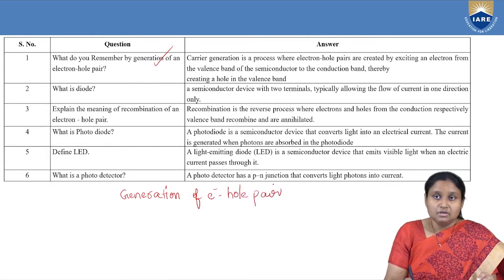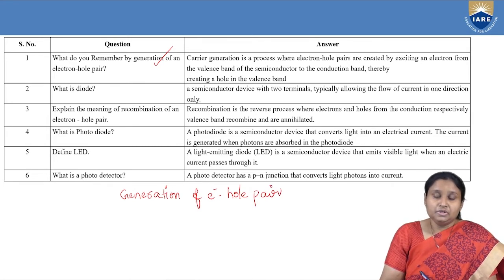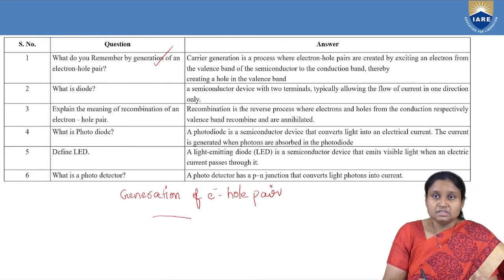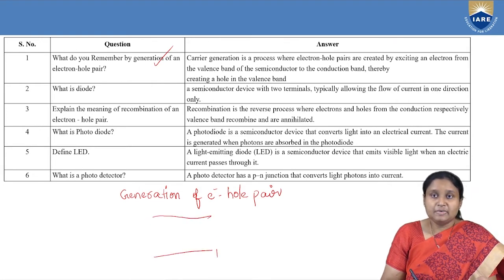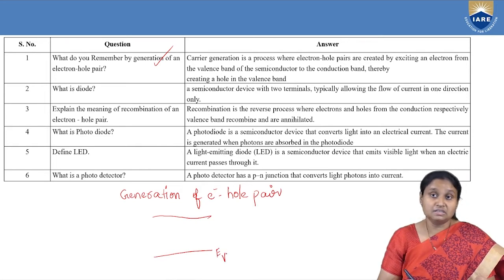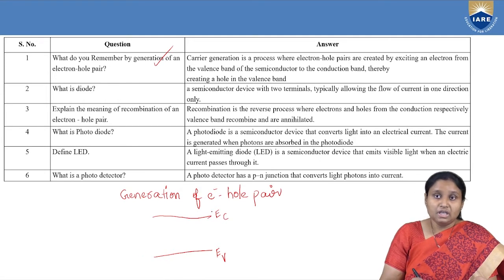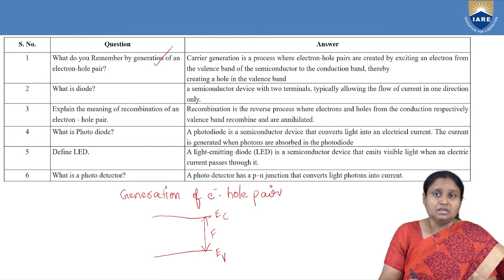Generally, when we talk about the energy band diagram, in terms of energy levels, we take the valence band, whose topmost energy level is given by EV, and the conduction band, whose bottommost energy level is given by EC. The energy difference between the bottommost energy level of the conduction band and the topmost energy level of the valence band is the forbidden energy gap, equal to EC minus EV.